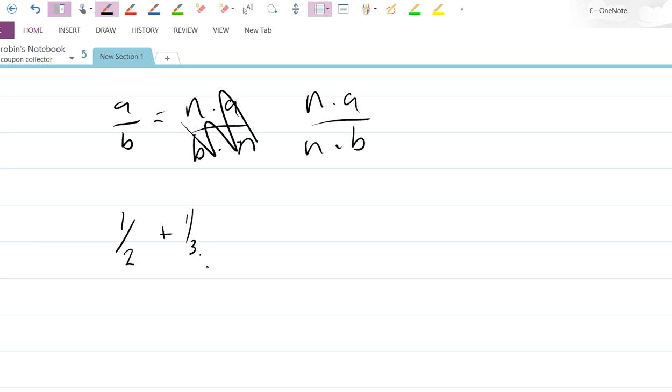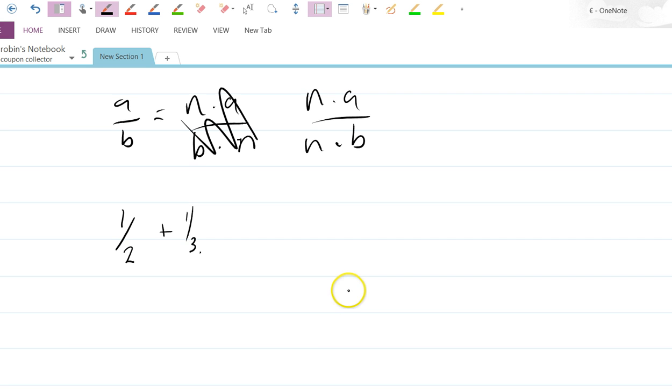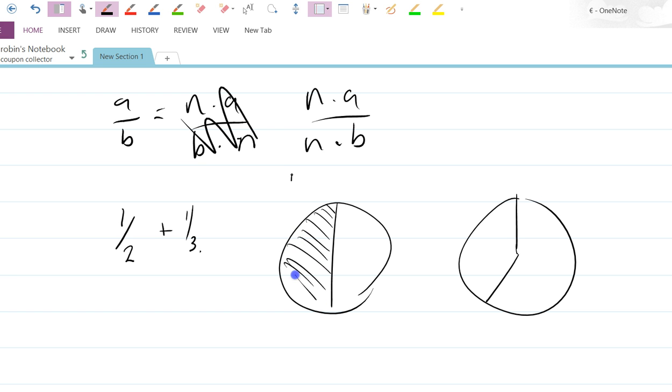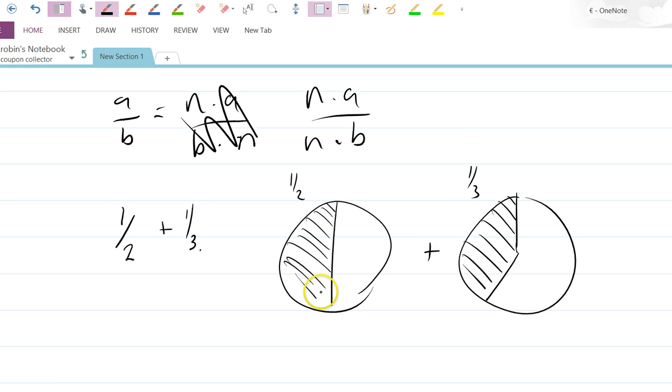I'm going to spend some considerable time talking about this, not because it's particularly difficult, but because it's a nice straightforward example. So the first thing to do is to cut your pie into a half and a third. So there's one half, and there's a third. And I'm going to add them together. So how much pie have I got if I grab that and then grab that?